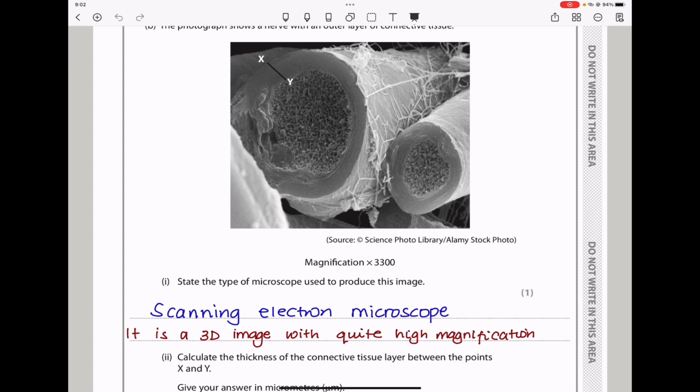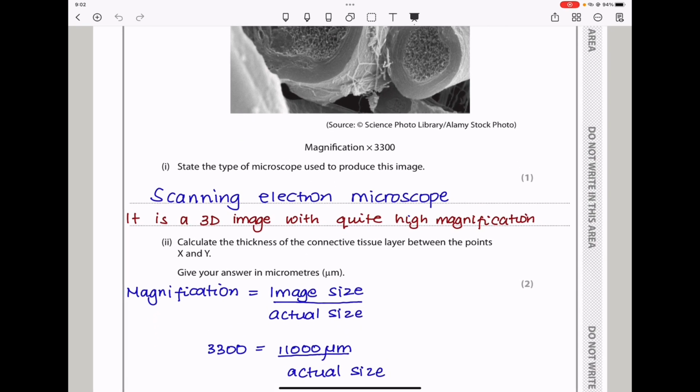And another thing is this image is 3D, so it's only scanning electron microscopes that can take 3D images, at least among the electron microscopes. So the answer was scanning electron microscope. So moving down here, they say calculate the thickness of the connective tissue layer between the points X and Y and give your answer in micrometers.